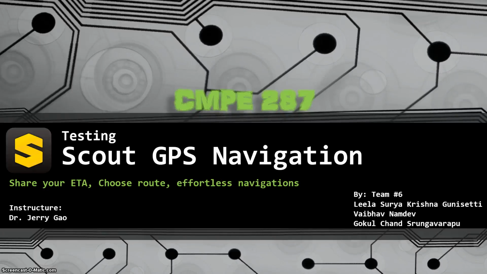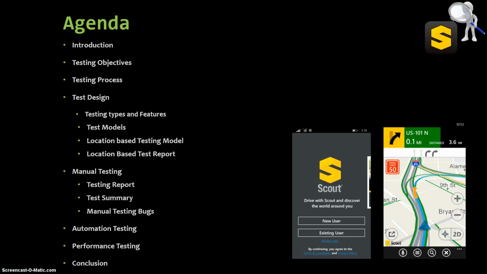Hello, so this is our application, the Scout GPS navigation. We use this application to do testing on it, and these are the processes we followed for testing the Scout GPS application. Basically, it is a location-based application, and we followed the normal software testing process where we have a test plan, a test design, and a test document. Then we did manual testing, and after that we did automation testing and performance testing and so forth to find many bugs in the application.